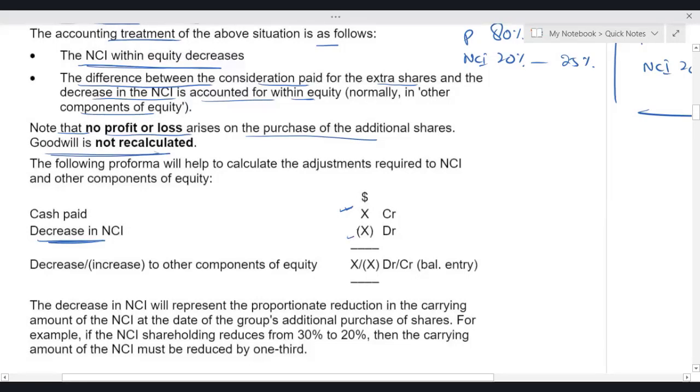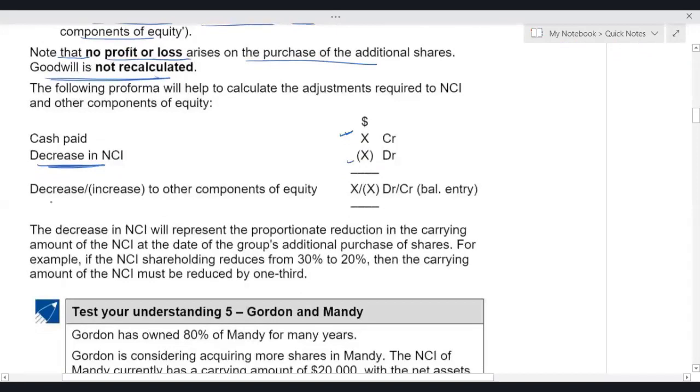And before calculating the decrease in NCI, you need to first calculate NCI at disposal. Logically, we are buying some of the holding from NCI. So you will not be able to directly calculate this decrease in NCI unless you know what is the amount of NCI at the time of, let's say, disposal, when NCI is selling some of its holding to the parent. So gain or loss, whatever it is, it goes to other component of equity.